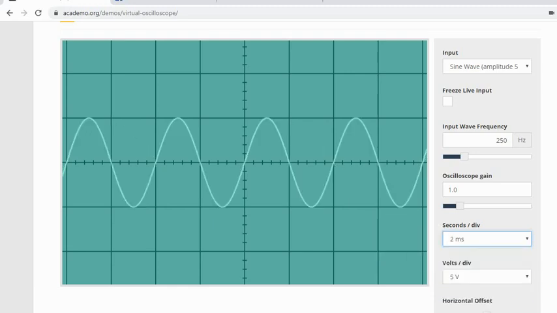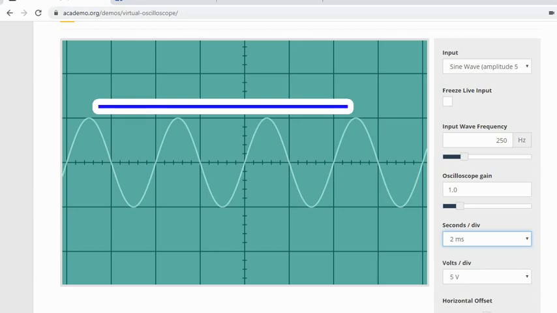Okay, now I want to go ahead and change this to 2 milliseconds. And I want to show you, in principle, how we can measure the frequency of this particular sine wave being displayed. So we're going to have to measure 4 things to do this. The first thing that we're going to do is measure the distance from the crest on the far left to the full crest observed on the far right.